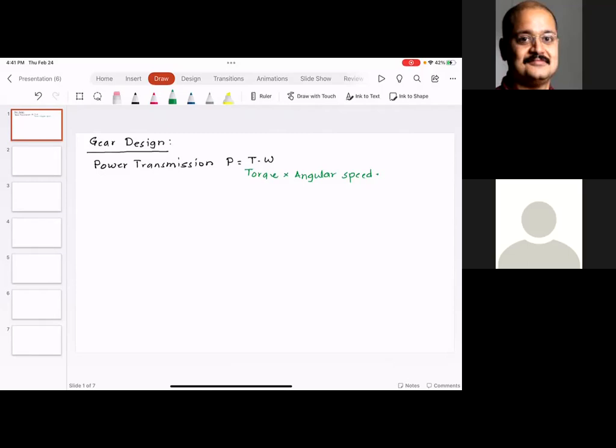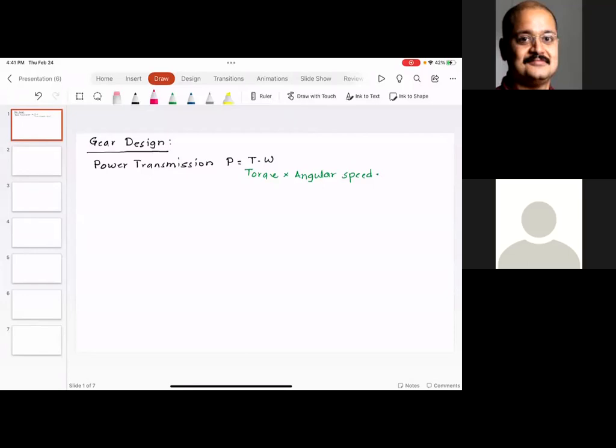Now, essentially, I'm going to start with the fundamental element of power transmission. And from there, we would develop something called the law of gearing, which is the kinematic relationship that has to be followed for any gear train. And then we would derive the equations for gear, and then we will look at the design process for gear.